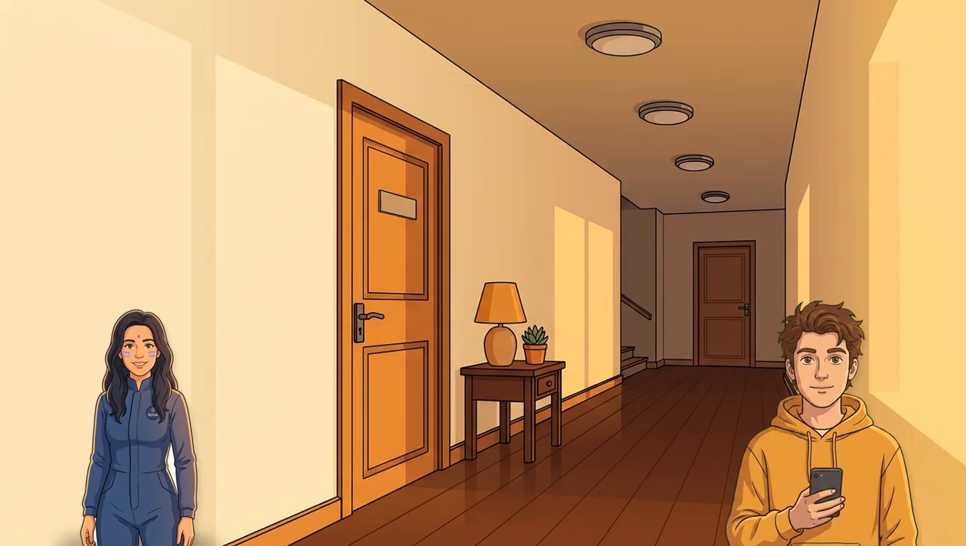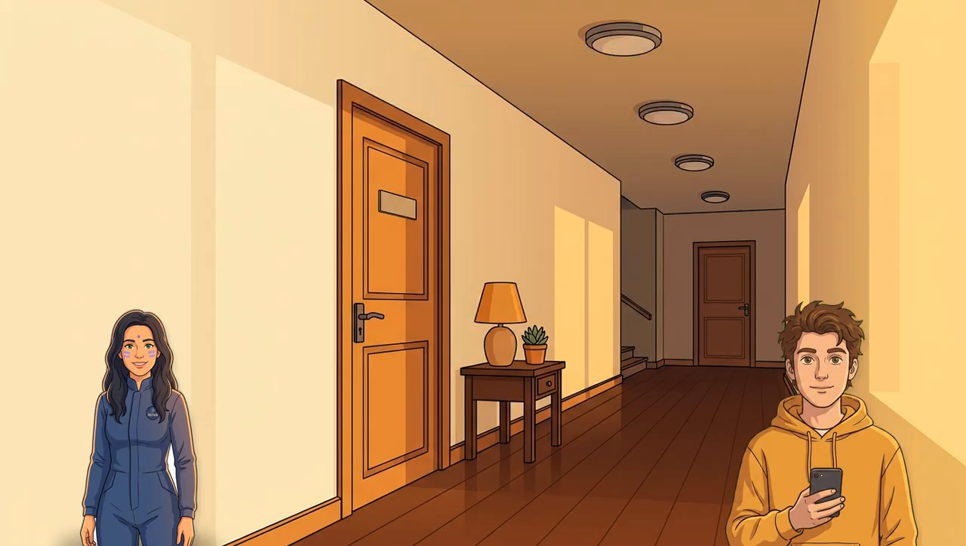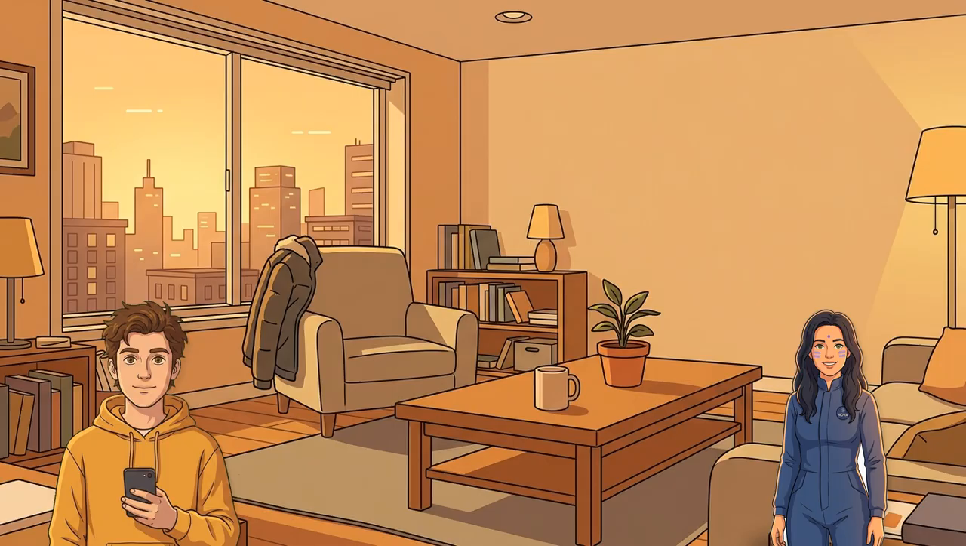Wait, get? I can use get instead of have? Yes. In casual conversation, native speakers constantly replace have with get. I got the sink fixed. I got my hair cut. It means the exact same thing.